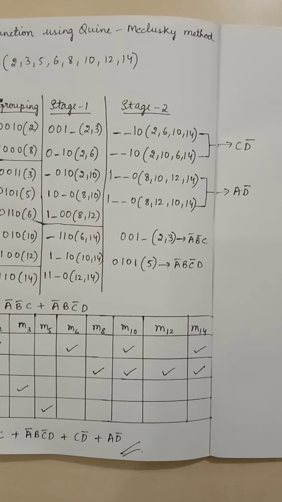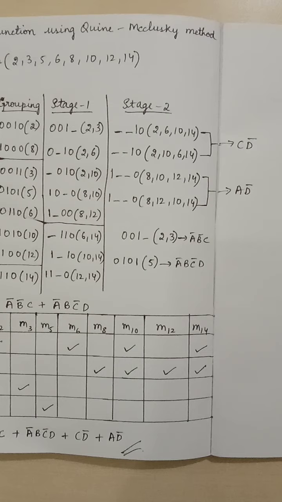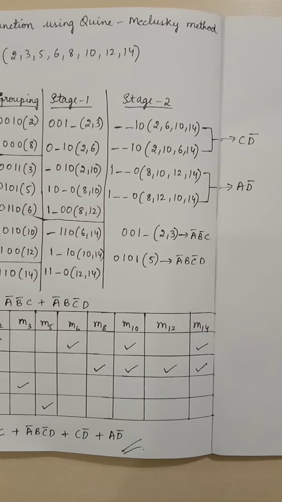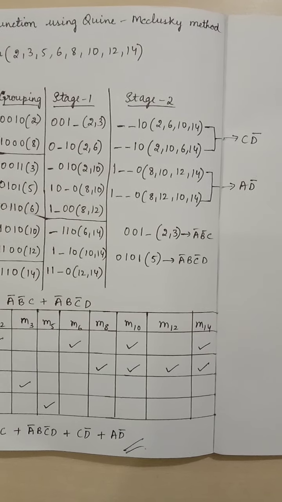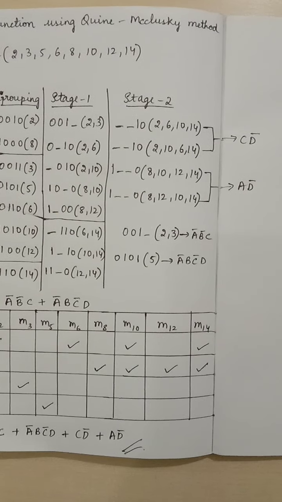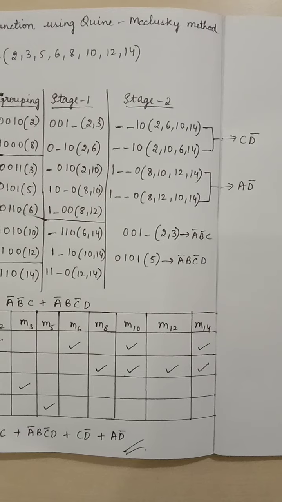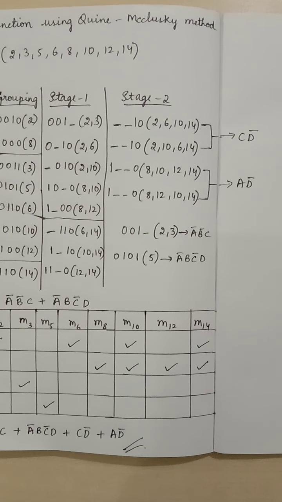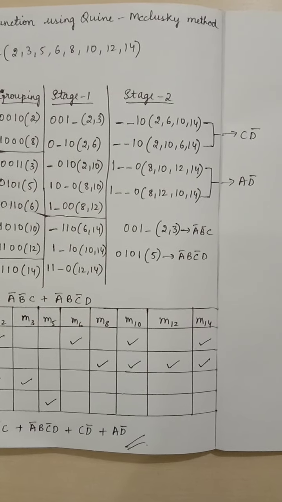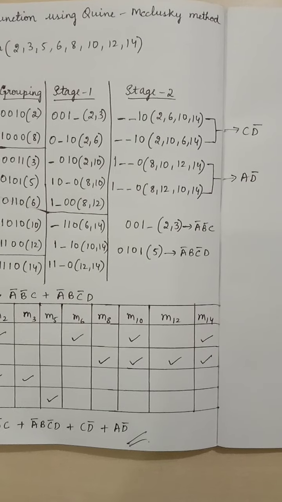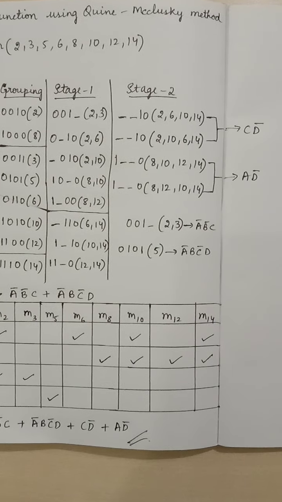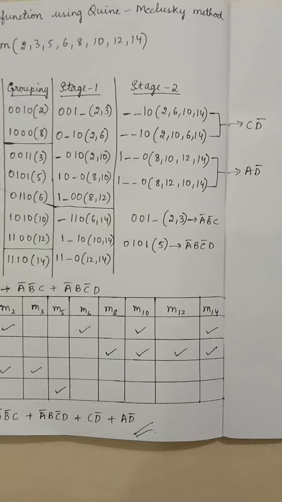Finally, I got 4 numbers at the end, in which 2 are similar. That is, 2, 6, 10, 14 is similar to 2, 10, 6, 14, and 8, 10, 12, 14 is similar to 8, 12, 10, 14. Since 2 are similar, I can consider any one of them. After considering one number, I will name it. In this problem, I have dash dash 1 0.